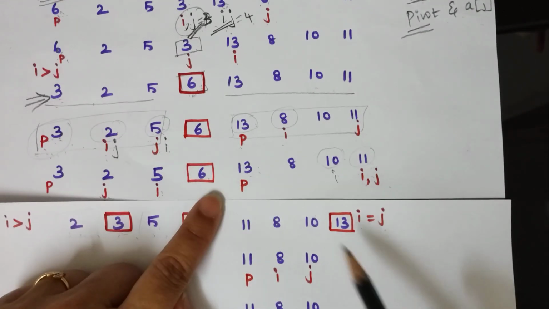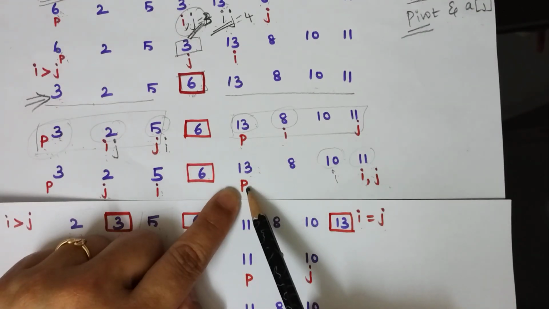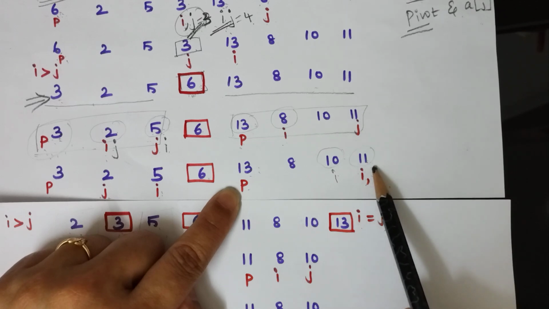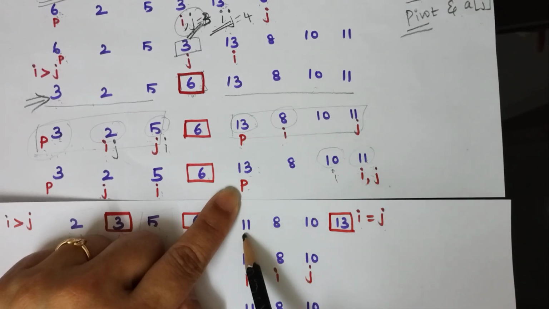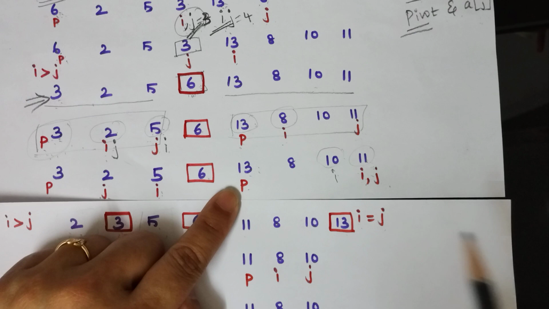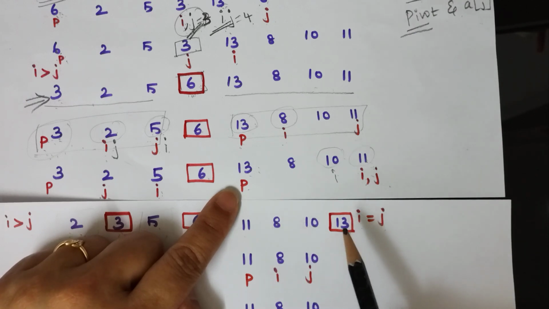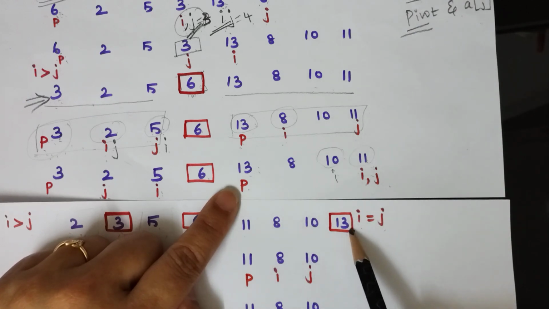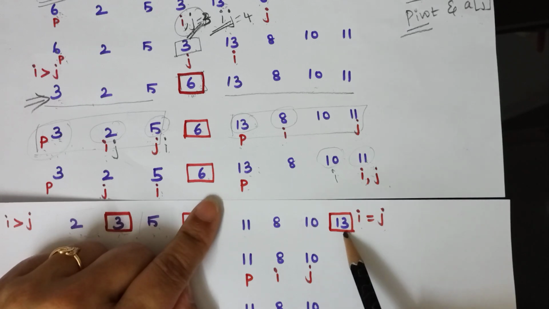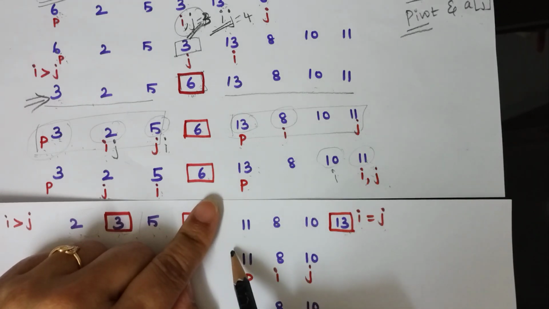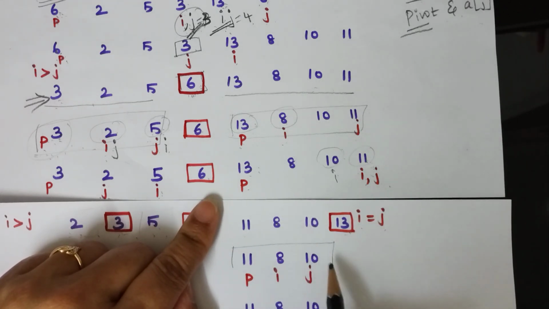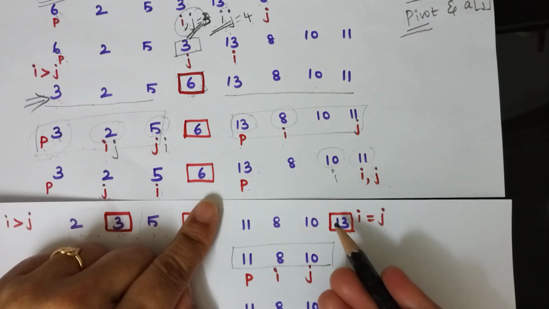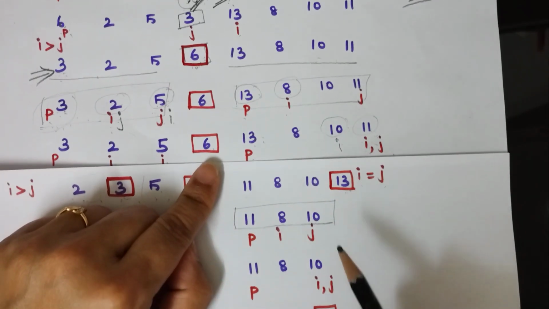So here what is the pivot element? 13 is the pivot element, and what is a of j? That is 11. So here I swapped 11 and 13. Once the pivot element is swapped, you need to fix that position for the pivot element. So now this is fixed. Again I formed one more subarray. I partitioned this, and again I have one more subarray.